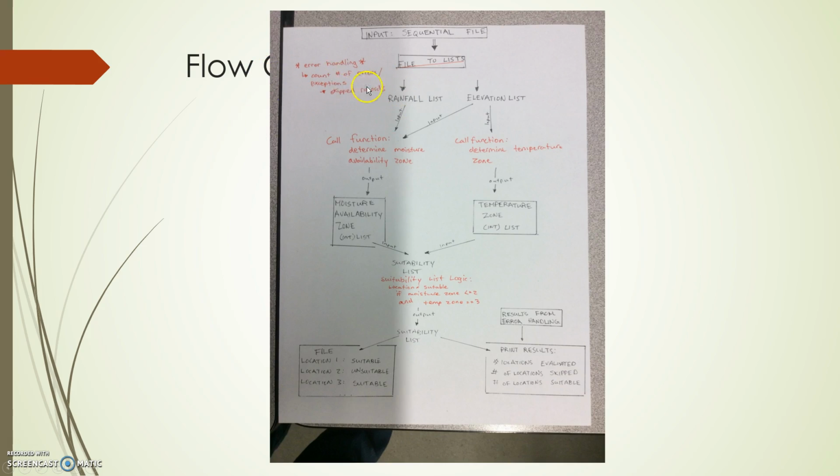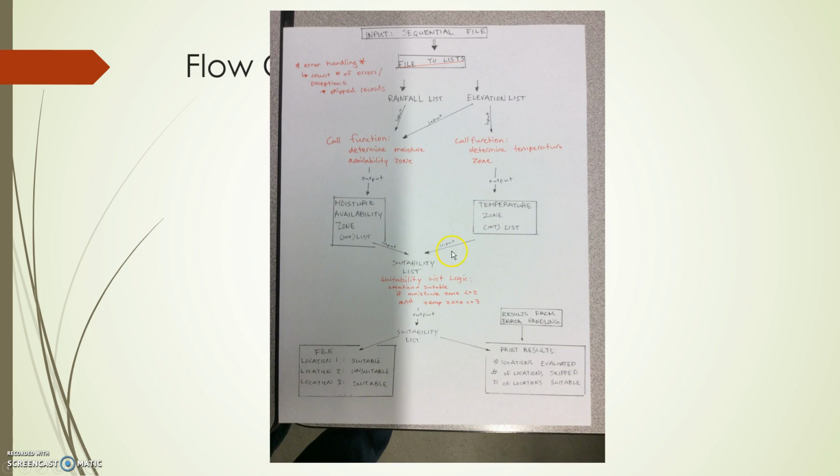We'll do more error handling to make sure that all the values were retrieved properly and that all of them are in reasonable ranges. Then the elevation list and rainfall list can be put into a function which will determine the moisture availability zone. As well, we can determine the temperature zone. We only need the elevation list as input in order to determine that. And those will output a list of integers, basically zone classes for each of those.